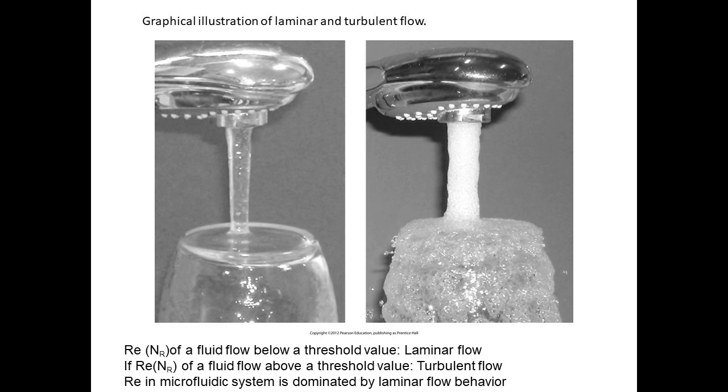The fifth slide shows you the graphical illustration of laminar and turbulent flow, where we can see the application of Reynolds numbers. If the Reynolds number of a fluid flow is below a threshold value, it will be a laminar flow. If it is above a threshold value, it will be a turbulent flow. Usually the Reynolds number of microfluidic systems is dominated by laminar flow behavior. If not, it will be hard for us to control the situation and get the right value.